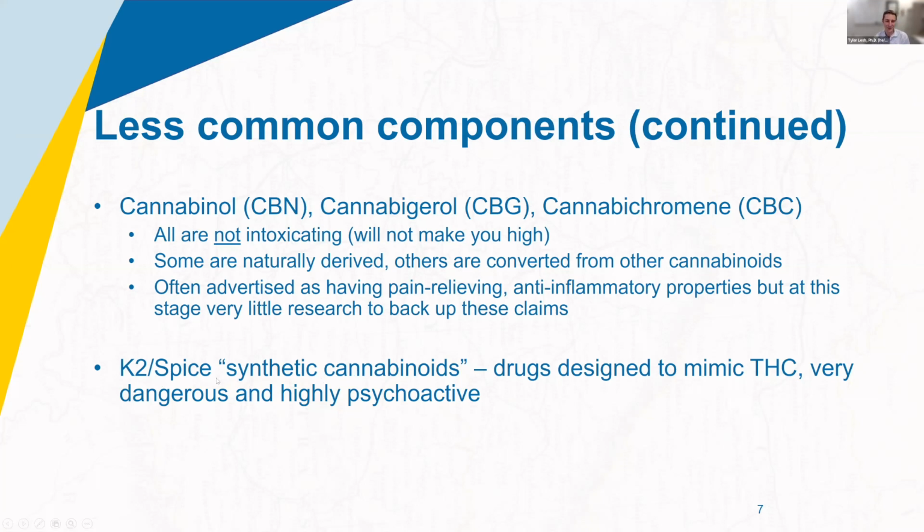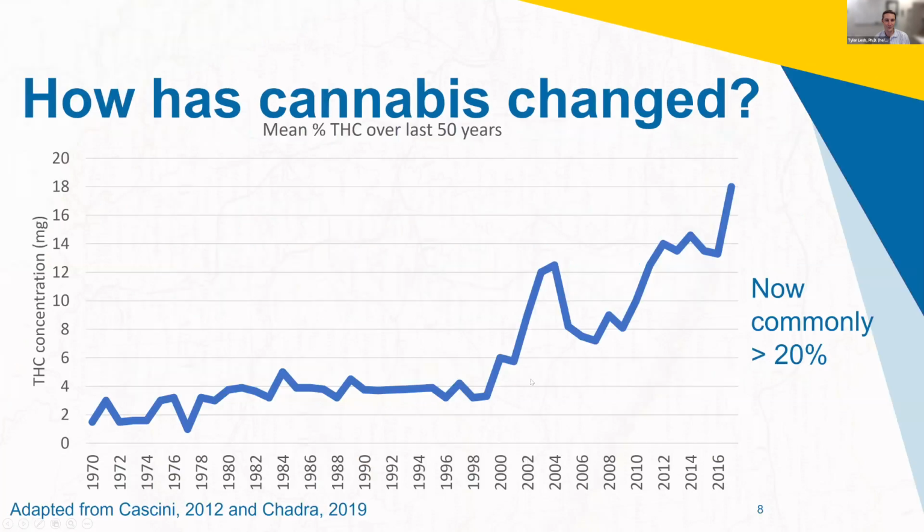And then finally, I'm not going to dwell on this a whole lot, and it's separate really from cannabis per se, but K2 or spice, these are synthetic cannabinoids. They mimic THC to some degree, but they're much more dangerous. So people have had really extreme psychosis and even have died from taking spice before. So it's quite a dangerous compound.